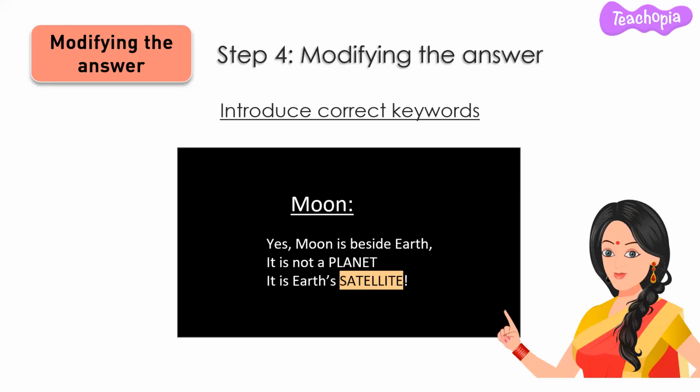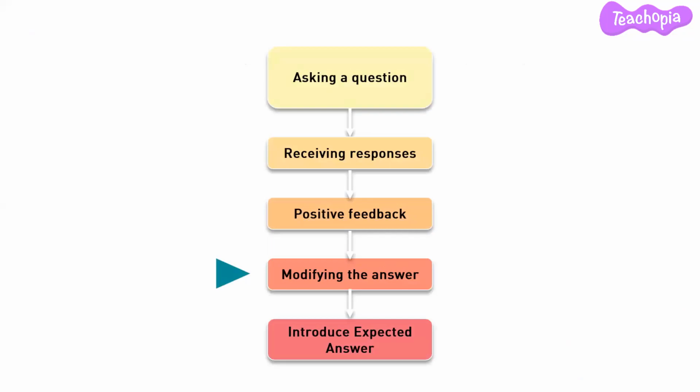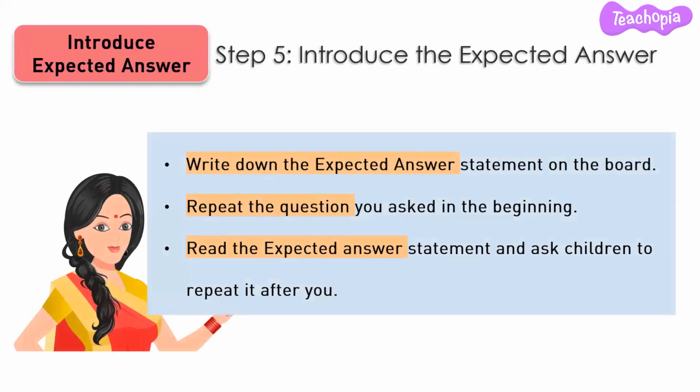Once that is done, you introduce certain keywords that the students haven't used. For example, on the board here, we see satellite. So the students might not have used the word satellite. Write the keywords that they have missed from the expected answer on the board. Once that is over, you can now introduce the expected answer.